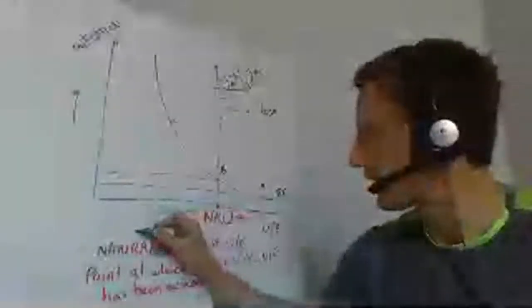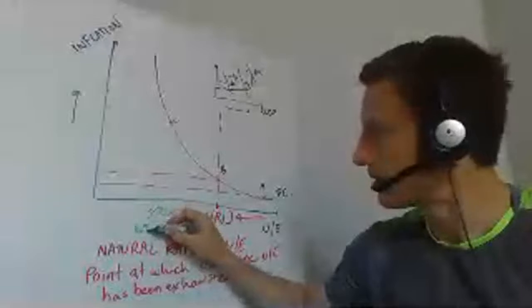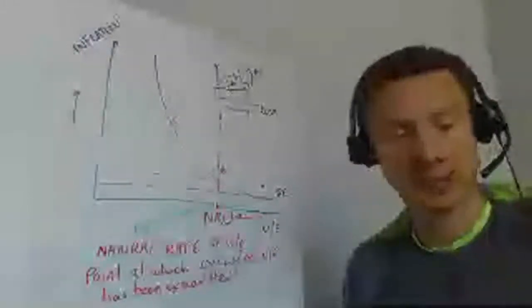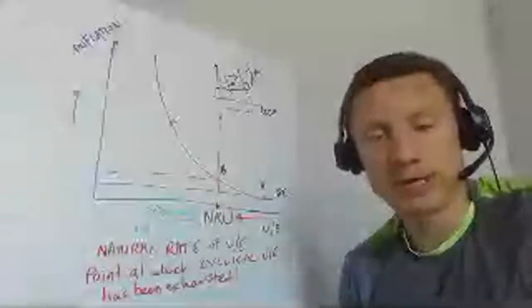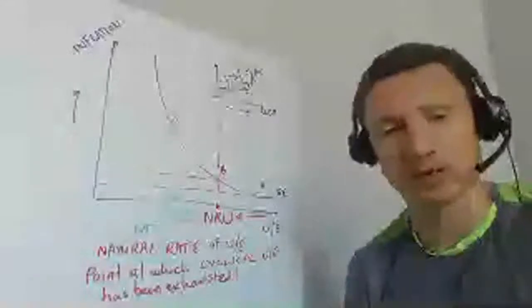Let's take another one. Maybe they're not structurally unemployed. Maybe these are economically inactive. I'll just put EI, economically inactive people. They're unwilling or unable to work. Well, the only way that we can get those sorts of people back into work is to offer them above market wages.